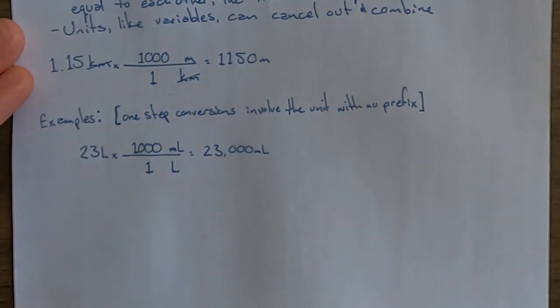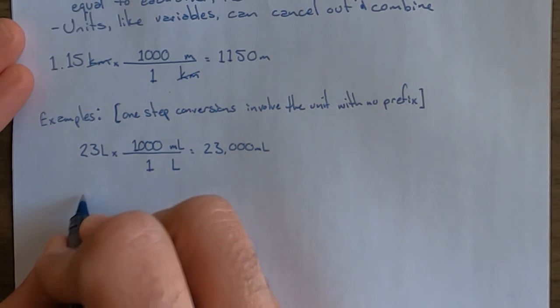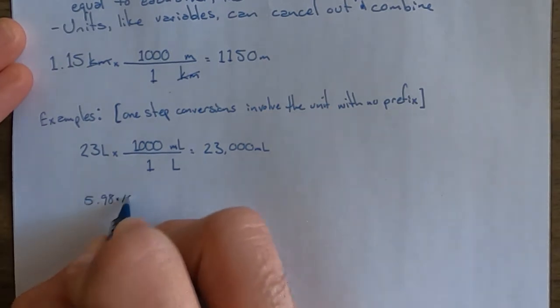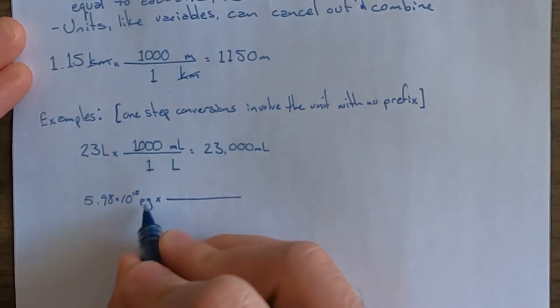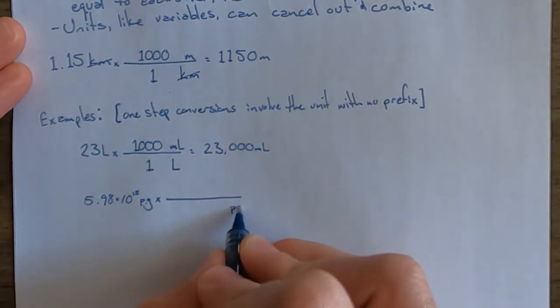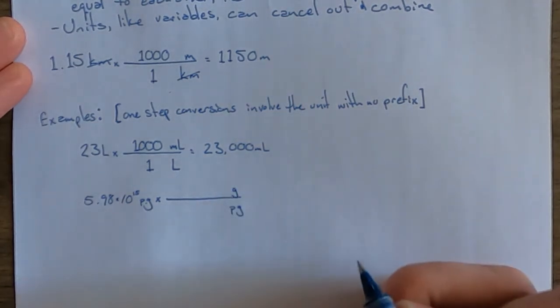A different example where you're changing a unit that has prefixes into the base unit would be to convert 5.98 times 10 to the 15th picograms into grams. So you're going to start off with the number that you are changing, which is 5.98 times 10 to the 15th with its units, picograms. Same thing, a times sign and a line. The units we are trying to get rid of would go on the bottom, picograms, and the units we're trying to end with would go on the top.